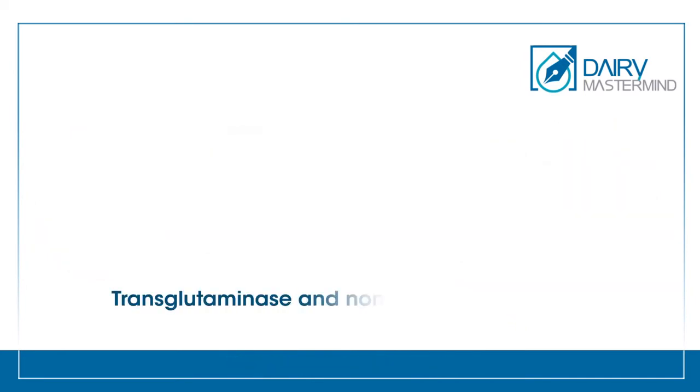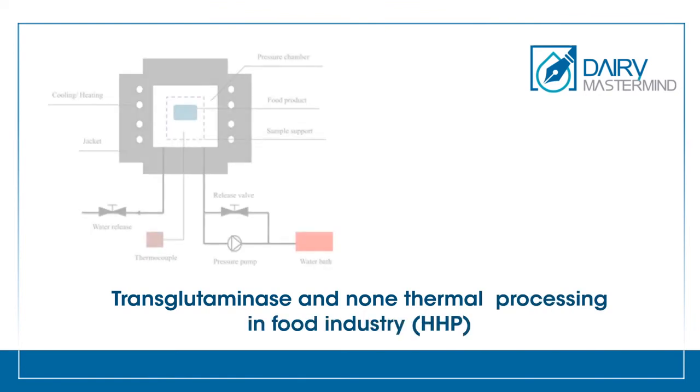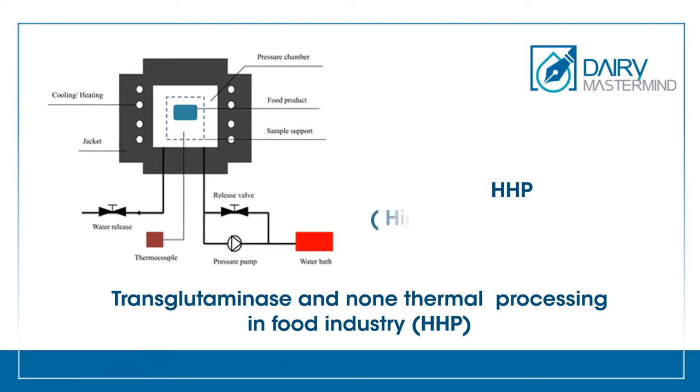It is good to know that using transglutaminase is compatible with modern food technology like HHP, as one of the non-thermal processing technologies in the food industry, and it can have a positive effect.